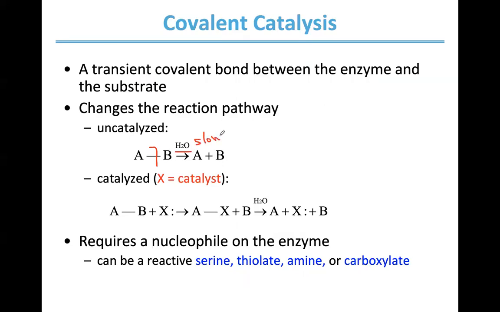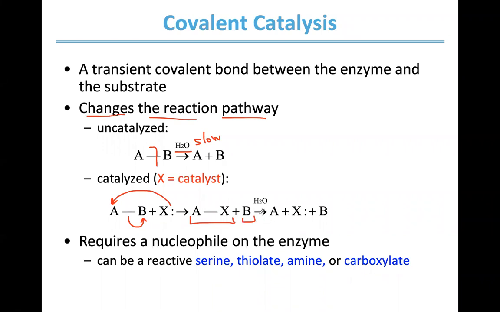Reaction with water is slow, but let's say you have a catalyst, you have an enzyme, and the reaction takes a different path. So it changes the reaction pathway. So here, because the original reaction is slow, the nucleophile on the enzyme can come in and attack the A, and B can leave, right? So we form a new species, AX, and B is the leaving group.